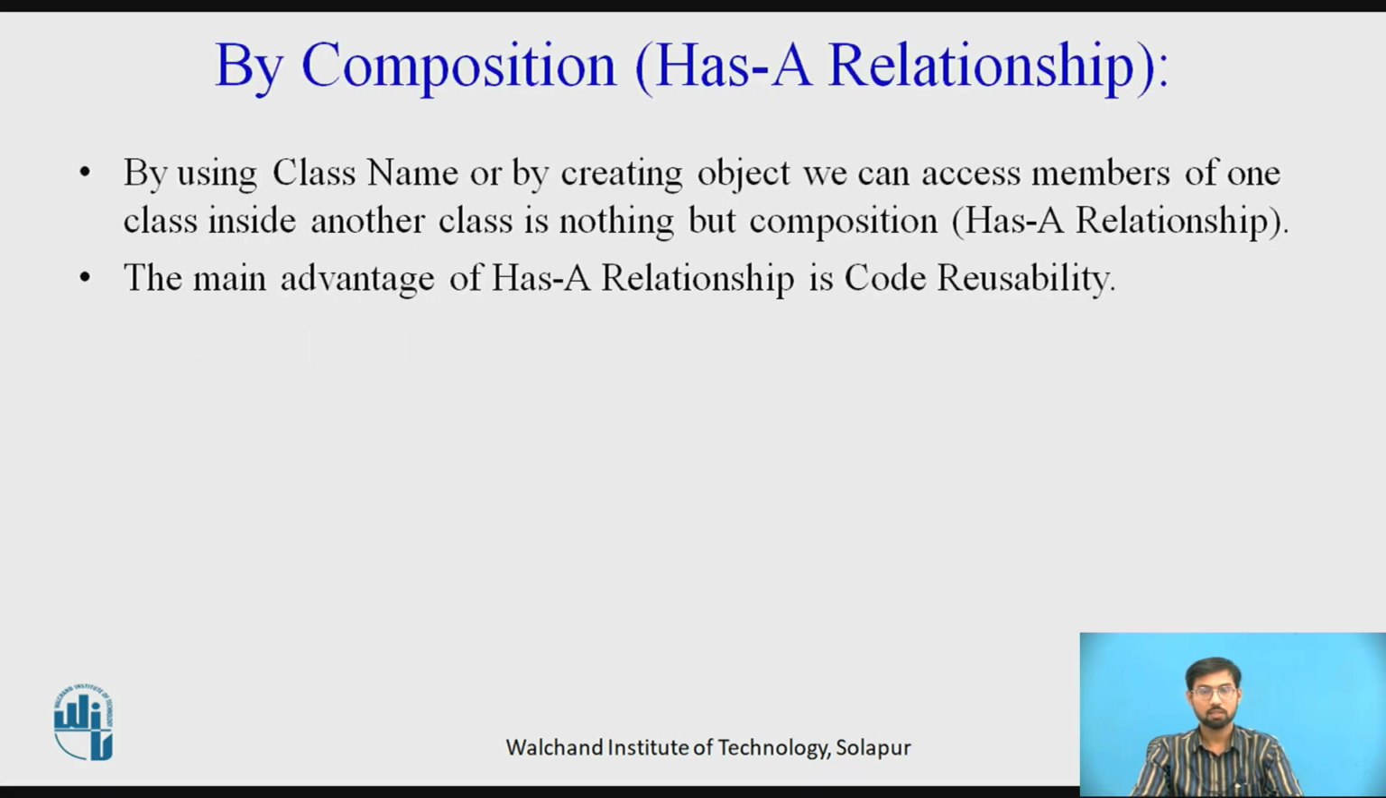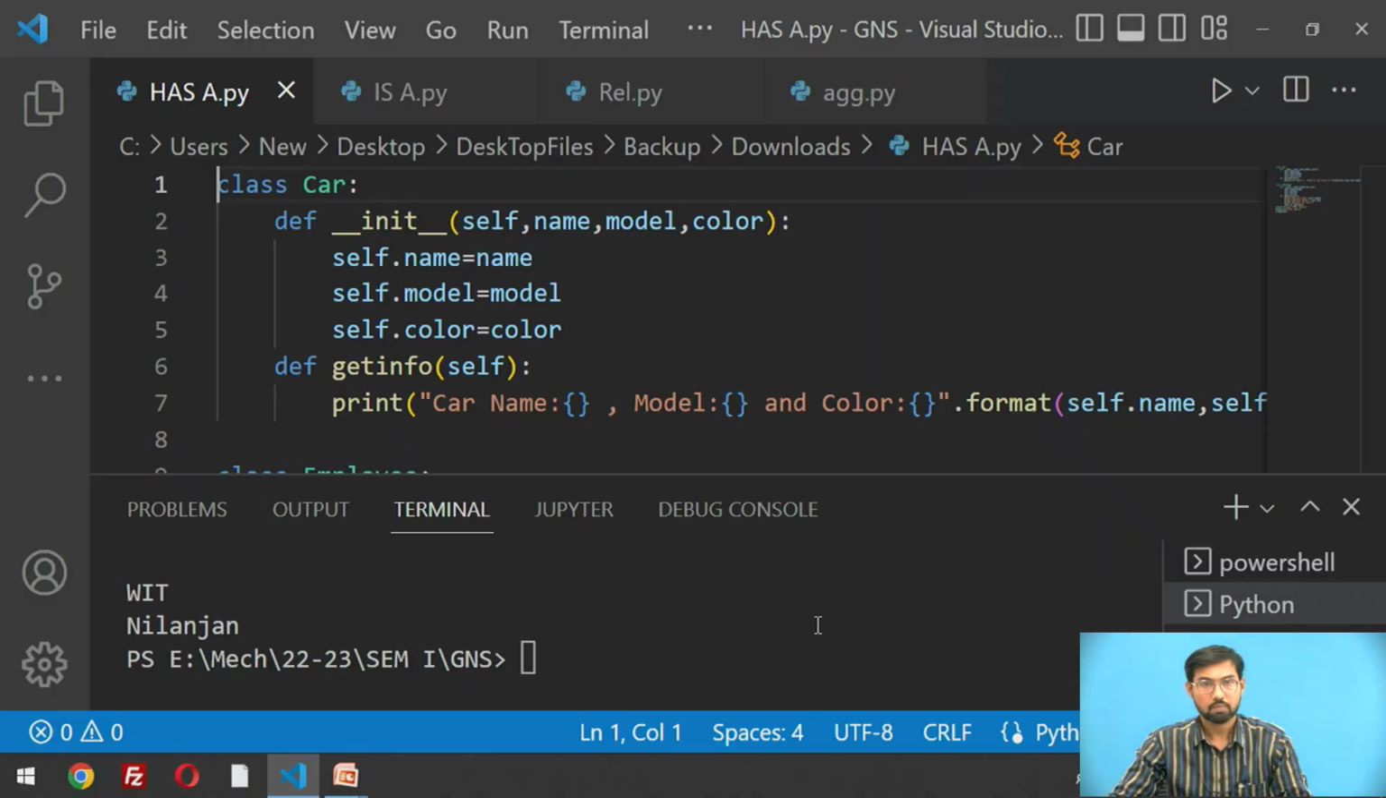Composition, that means has a relationship. By using a class name or by creating an object, we can access the members of one class inside another class. That is nothing but composition, that is has a relationship. The main advantage of has a relationship is code reusability. So let's understand this particular has a relationship by using a simple example.